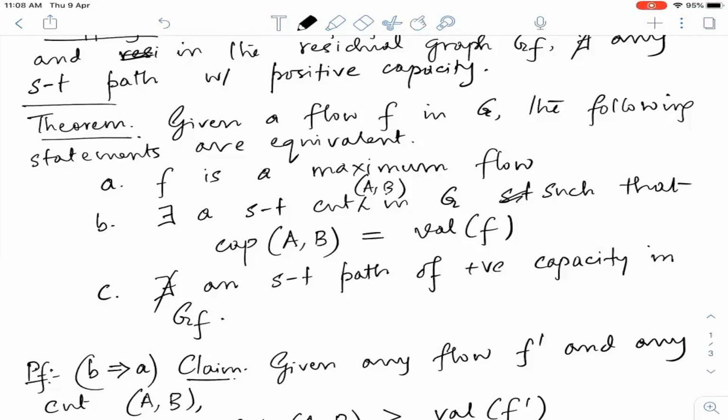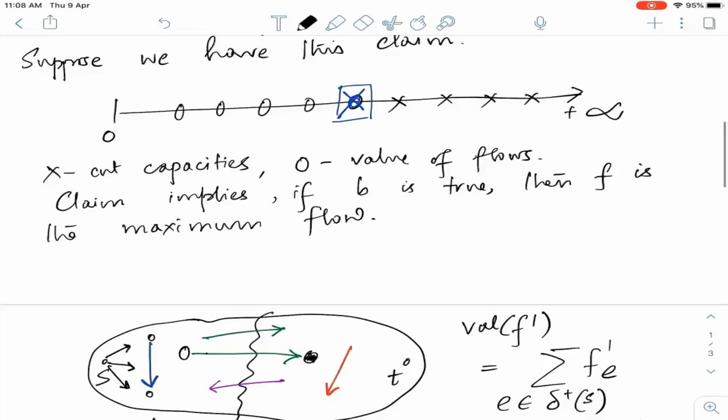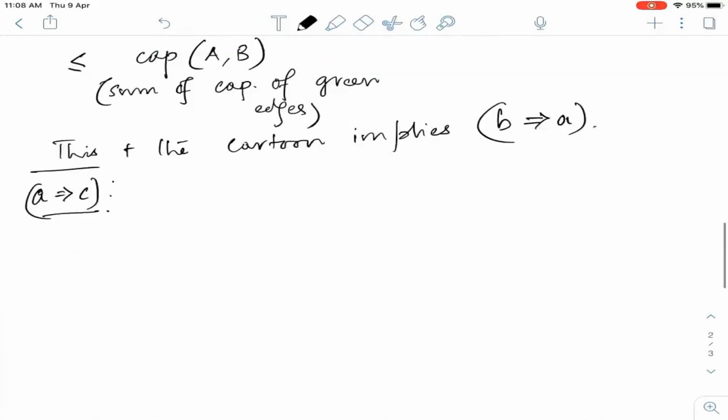So if I were to tell you that F is really the maximum flow in the graph, then I want to say that there does not exist an ST path of positive capacity in GF. Remember, I'm not claiming the reverse yet. In fact, that is something we are trying to prove in the theorem. All I'm saying is A implies C. If F is a maximum flow, then there cannot be such a path. So who can tell me why this is true, or how we should prove this statement?